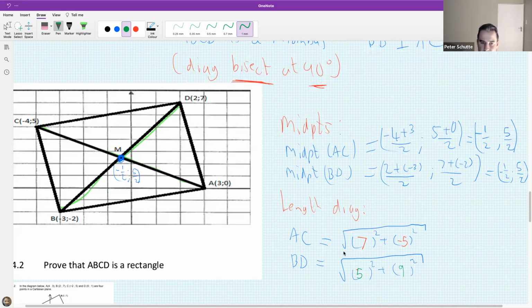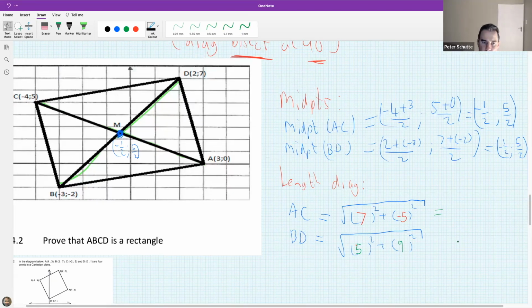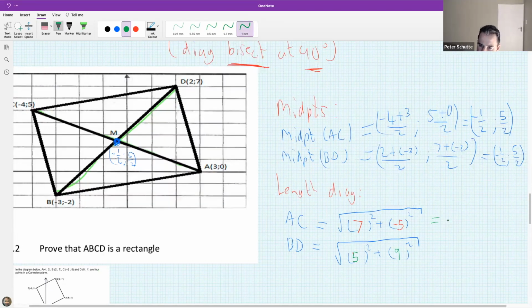Aha. So everyone, if this is true, then it cannot be a rectangle because rectangles have equal diagonals. So let's wait for a few more students to join us, but 49 plus 25.